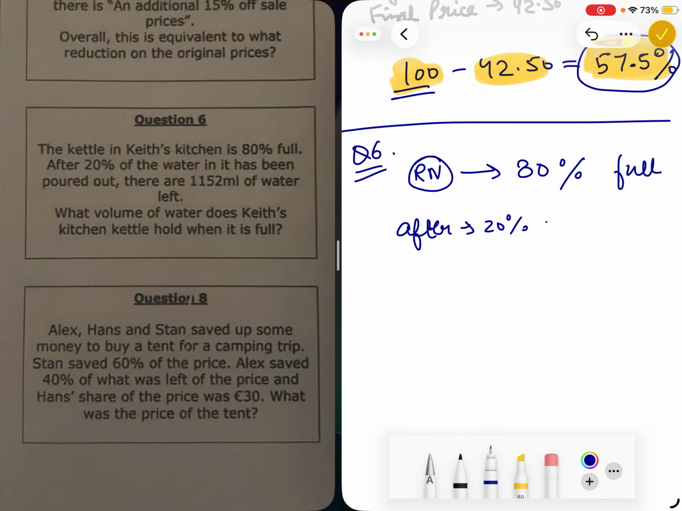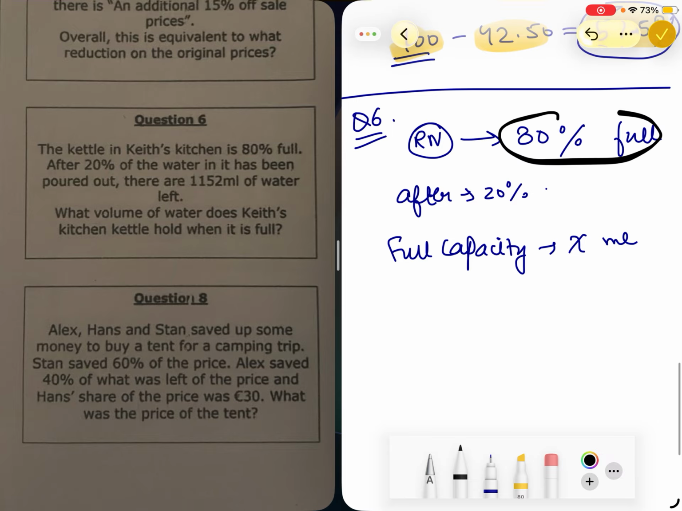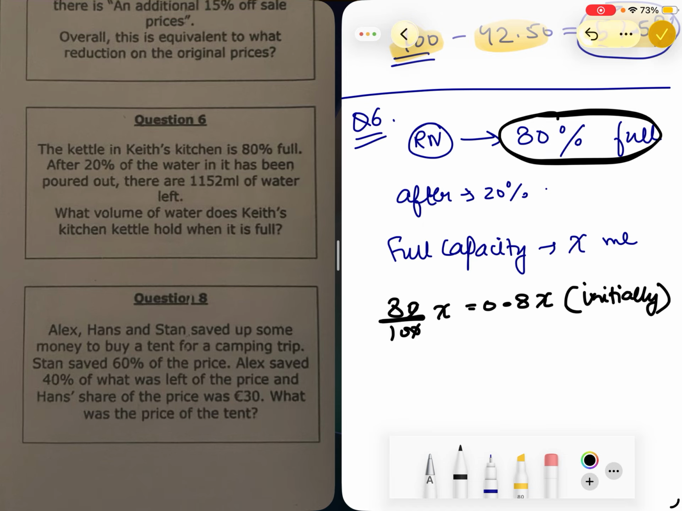So we don't know the full capacity right now, correct? They are asking what volume of water Kate's kitchen kettle holds when it's full. So we don't know the initial volume, the full capacity, so I can take it as x ml. Then 80% of x was full, which in decimal is 0.8x. Initially it was 0.8x.